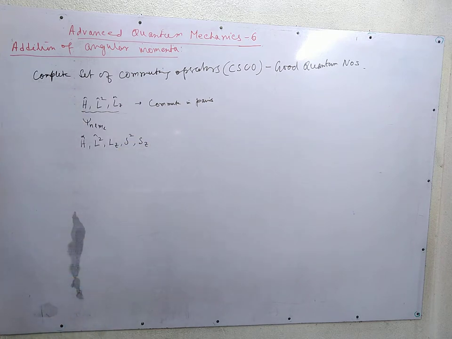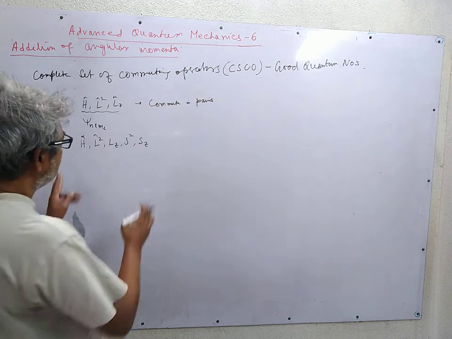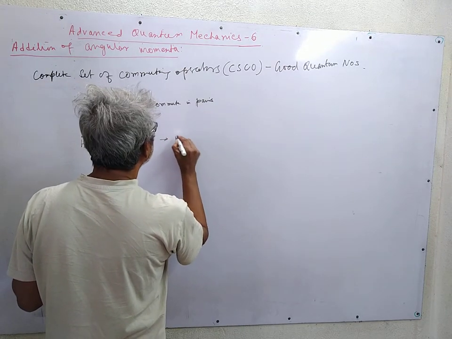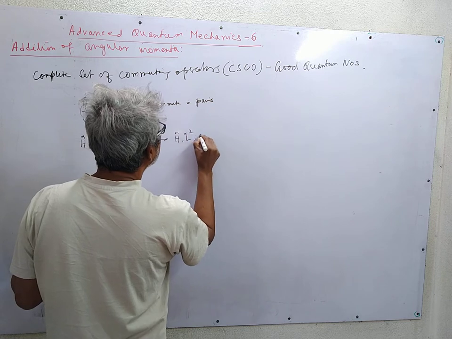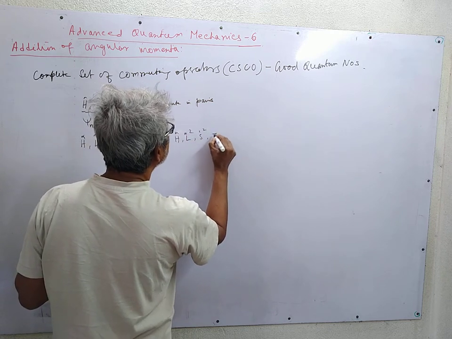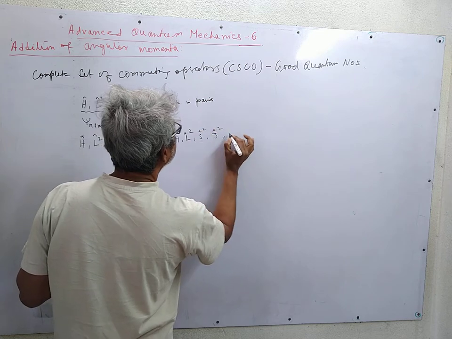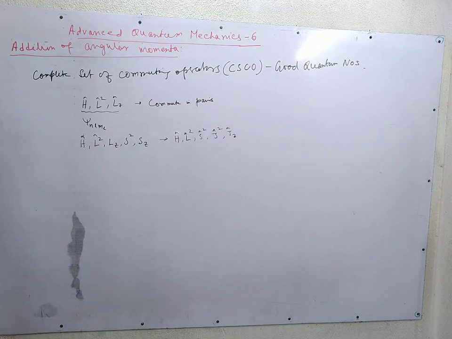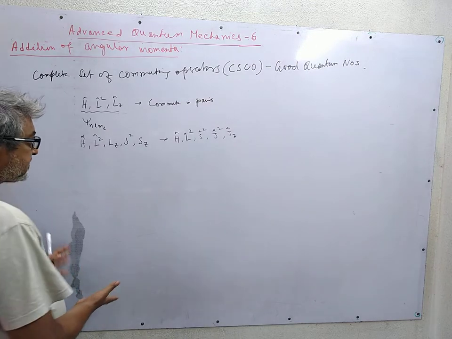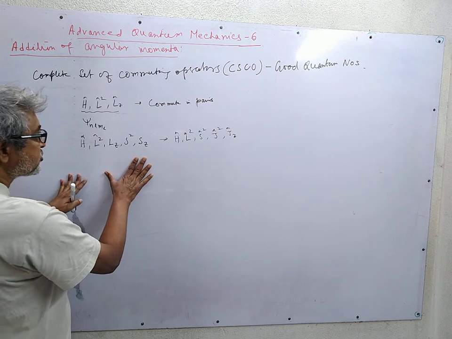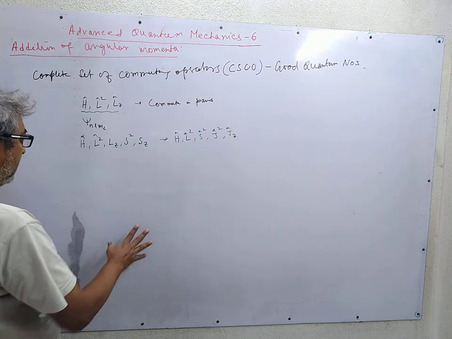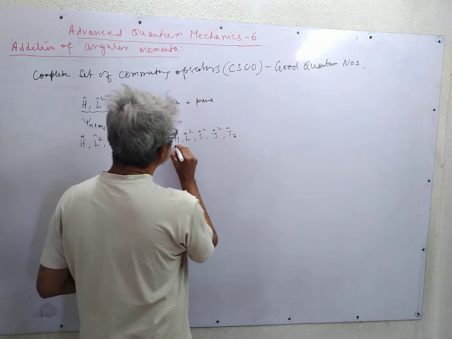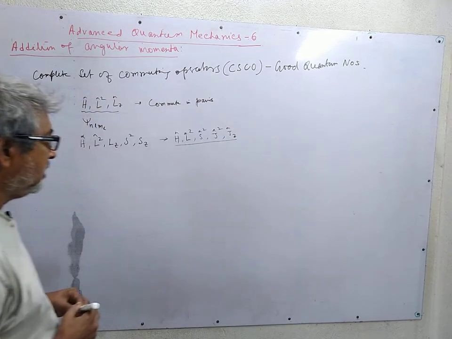This is one way of representing this. Another way is H, L square, S square, J square and Jz. This is a favorite choice of complete set of commuting operators. Whatever be the choice, these five operators commute in pairs, and we get the CSCO as this.